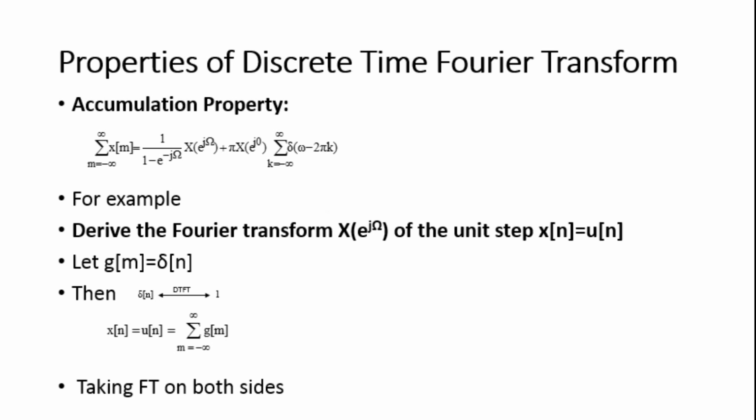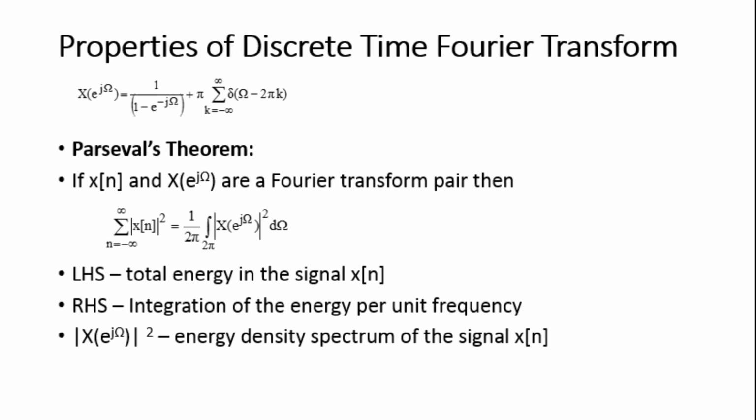Taking Fourier transform on both sides, we get x of e power j omega is equal to 1 divided by 1 minus e power minus j omega plus pi into summation k equal to minus infinity to infinity delta of omega minus 2 pi k.